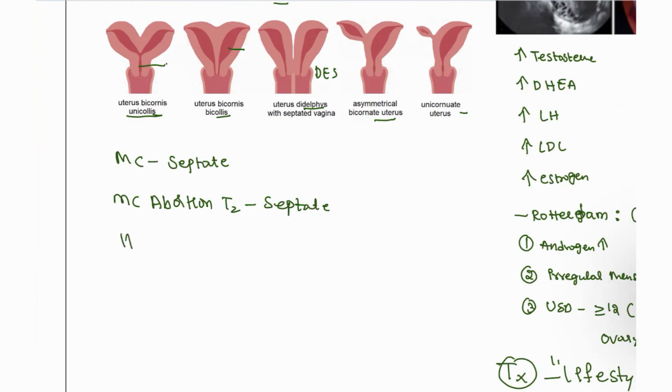Next, the heart-shaped anomaly. The heart-shaped anomaly is bicornuate. Bicornuate is known for the heart shape.